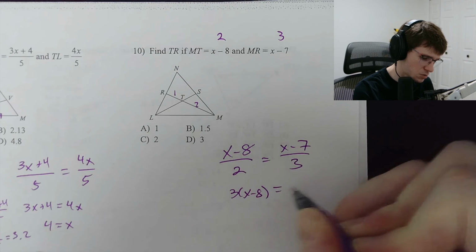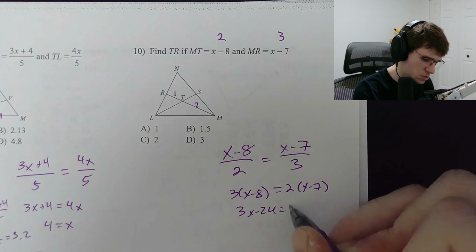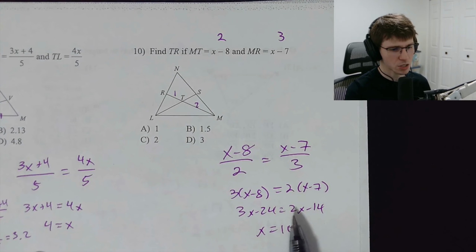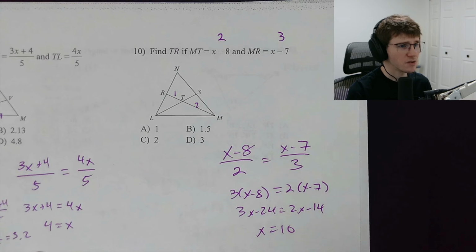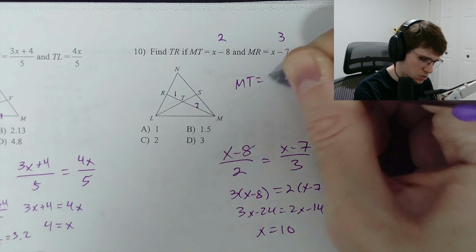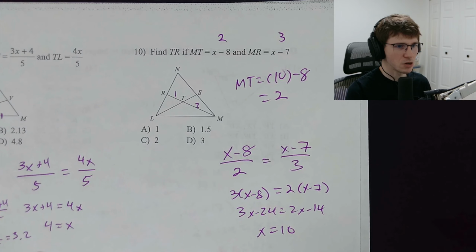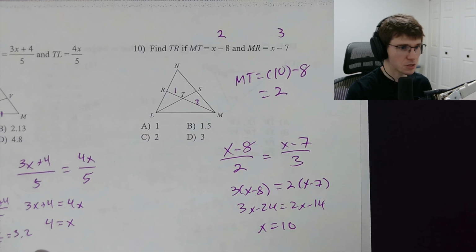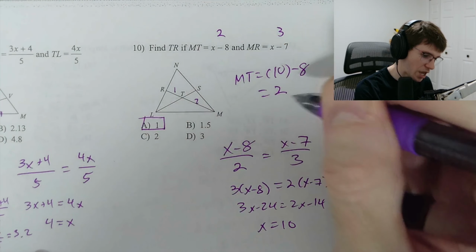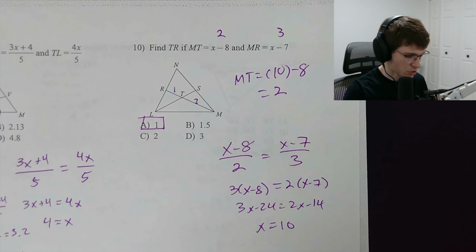3 times x minus 8 is equal to 2 times x minus 7. 3x minus 24 is equal to 2x minus 14, and therefore x is equal to 10. Subtract 2x on both sides, add 24 to both sides, and if x is equal to 10, we can figure out that MT is equal to 10 minus 8, which is 2. And well, I didn't know it was exactly 2, but I guess it is exactly 2, which means that RT is exactly 1. You know, RT is half of that. You're dividing it by 2. Kind of a nifty little question that came out nice and perfect.